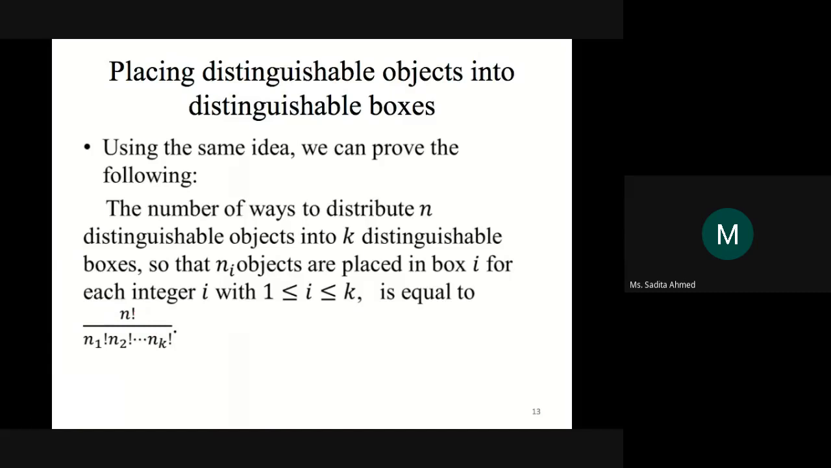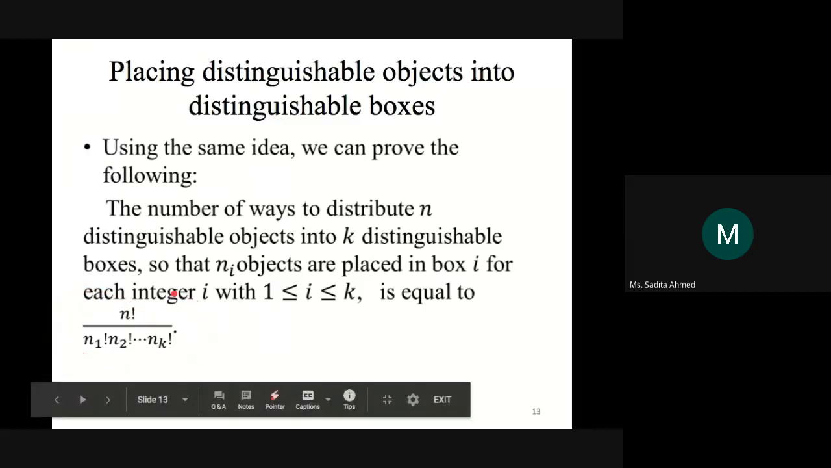All right. So in any problem, first of all, you have to see whether there are distinguishable objects which have to be distributed among distinguishable boxes. If you're asked to count the total number of ways to distribute distinguishable objects into distinguishable boxes, and you're given that there are n1 objects in the first box, n2 objects in the second box, and so on until nk objects in the kth box, then you can use the same approach.